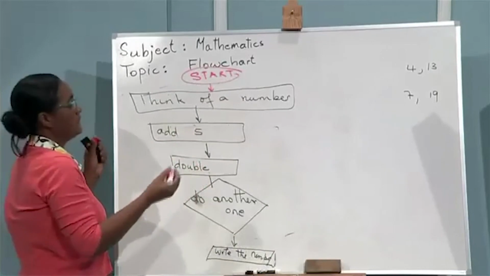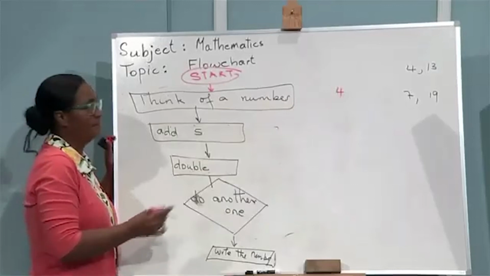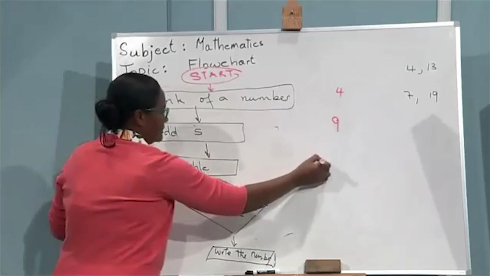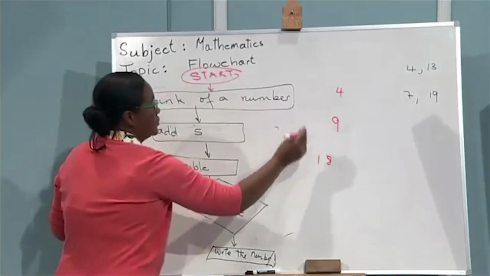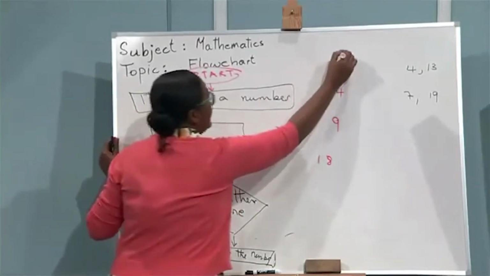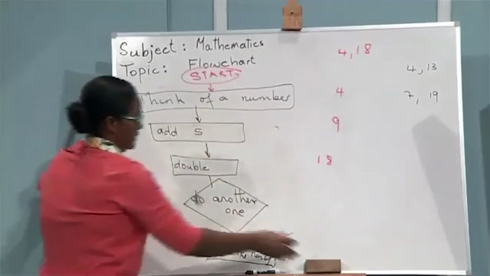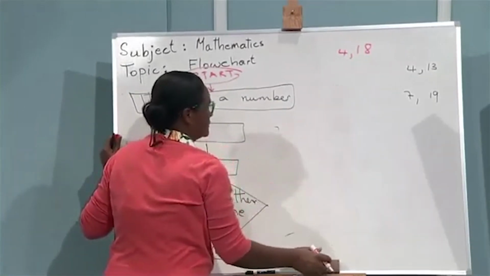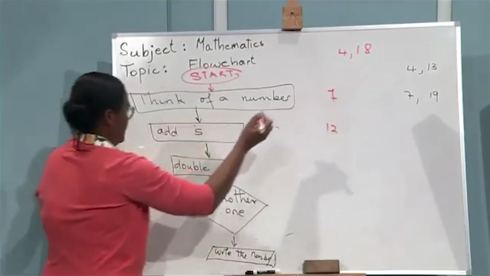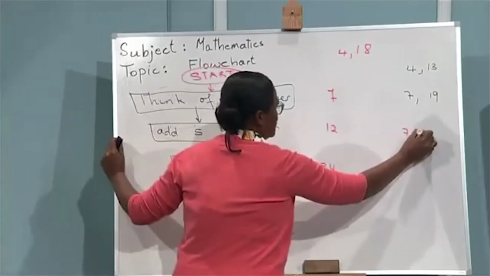Okay? Think of a number, so we're thinking of 4 this time. Add 5. So that will give us 9. Double 9, and we get 18. So for our different approach, when we reverse the process, we get 4 and 18. Let's try 7. Think of a number. 7. Add 5, 7 and 5, 12. Double 12, we get 24. So 7 is now 24.